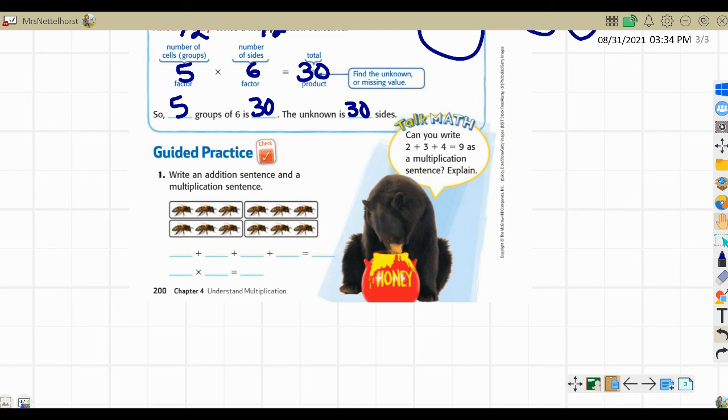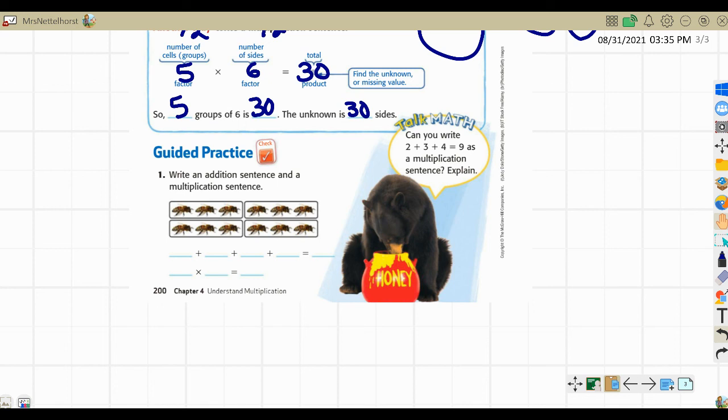So we're going to write an addition sentence and a multiplication sentence for this picture. So what I want you to do right now is for each group of bees, I want you to use your hack. I want you to write how many bees are on each of the, it's kind of a rectangle of bees. So you're going to count the bees in a rectangle, write the number on it. Do that for each of those. Pause your video.